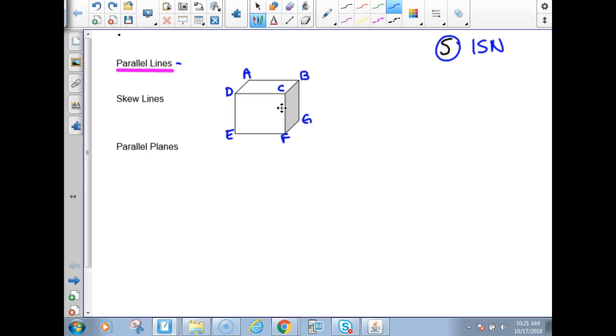Okay, and you want it labeled the same as me because you want to make sure you're writing down things that are actually true. Okay. Now, parallel lines are coplanar, meaning they're in the same plane, that do not intersect.